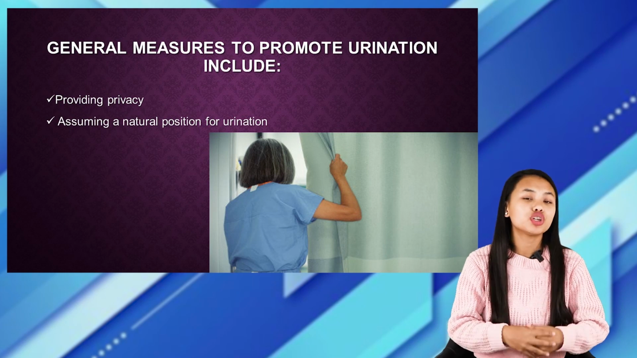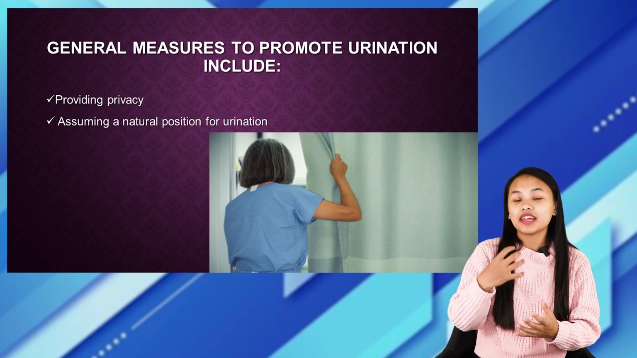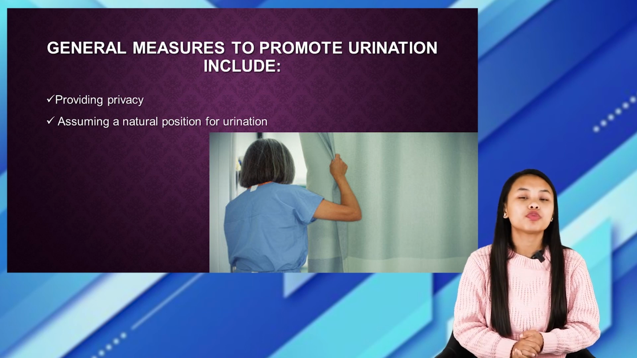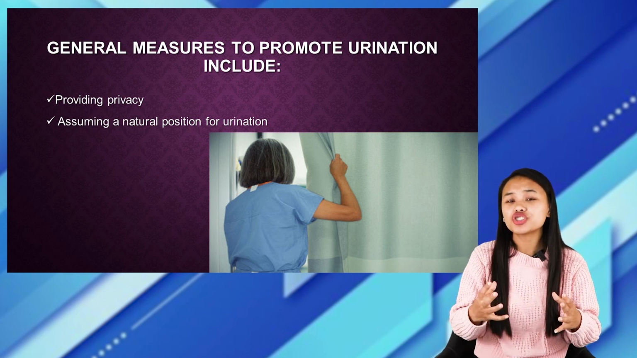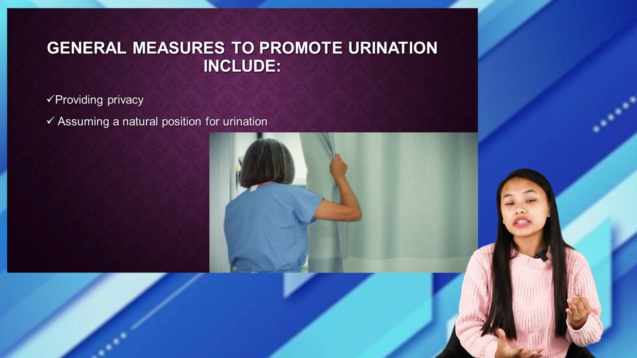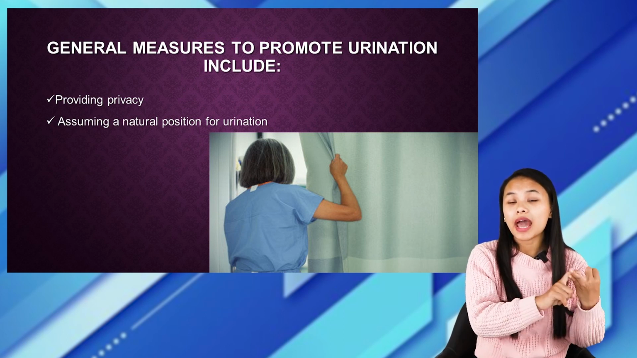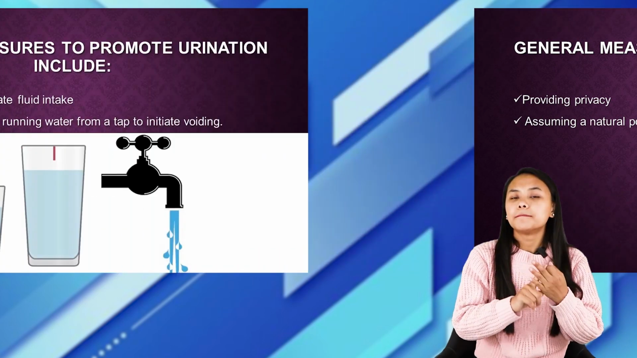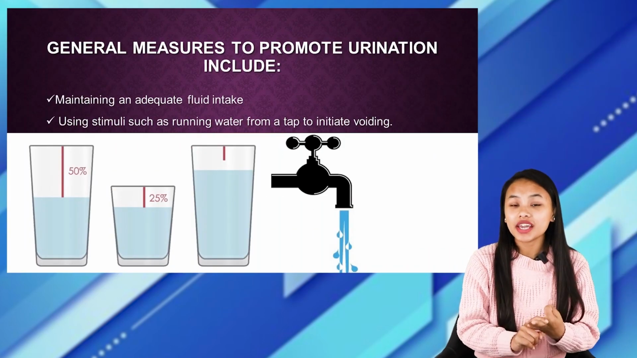Now let us discuss the general measures that we can advise the patient to take in order to promote urination. These measures include providing privacy, assuming a natural position for urinating, that is a sitting position for women and a standing position for men, maintaining an adequate fluid intake, as well as using stimuli such as running water from a tap in order to initiate voiding. So these are the various measures that we can advise the patient to adopt, or assist the patient with, in order to promote urination.